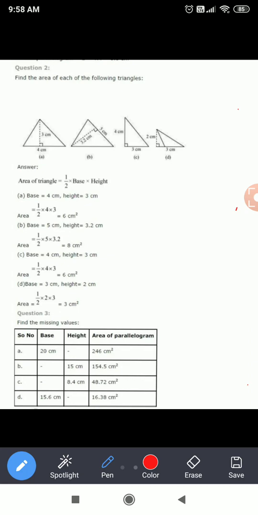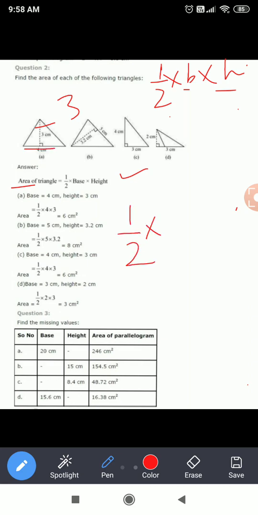In the key terms, we have read that the area of a triangle is half into base into height. Base and height you know, and half will be added there. So the area of the triangle is half into base into height. For the first triangle, height is 3 and base is 4, so half into base 4 into height 3.